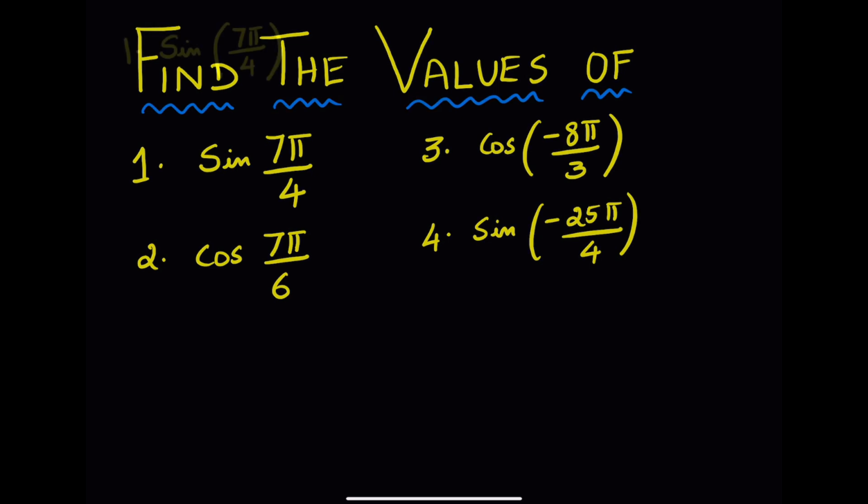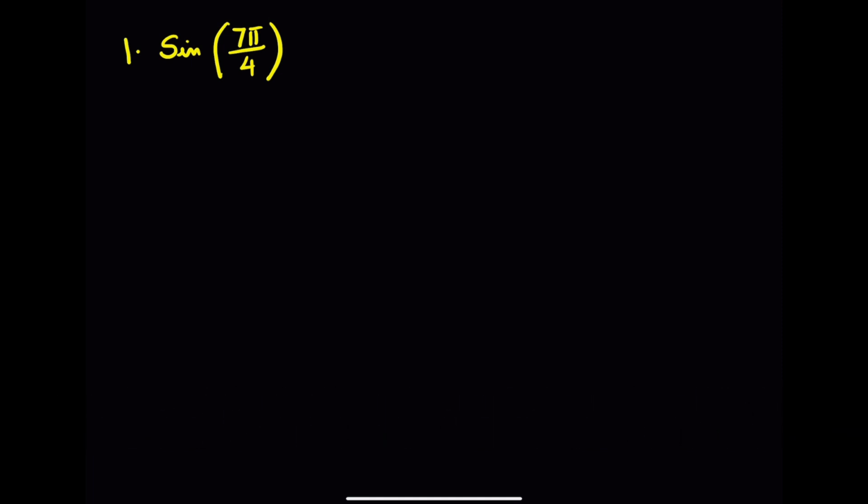So let's get started. Let's solve the first problem. Let's find the value of sine of 7 pi by 4. So before we start, let's recall few concepts.